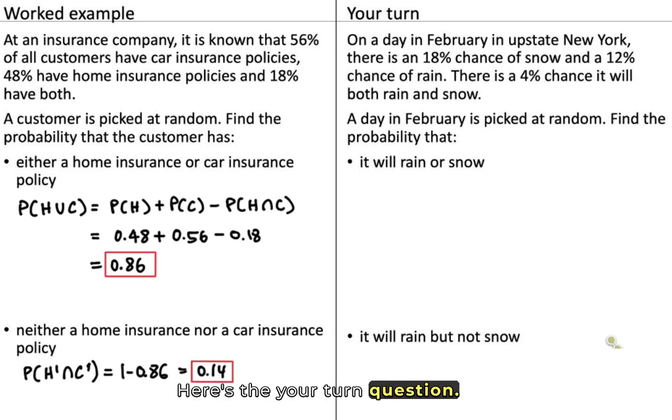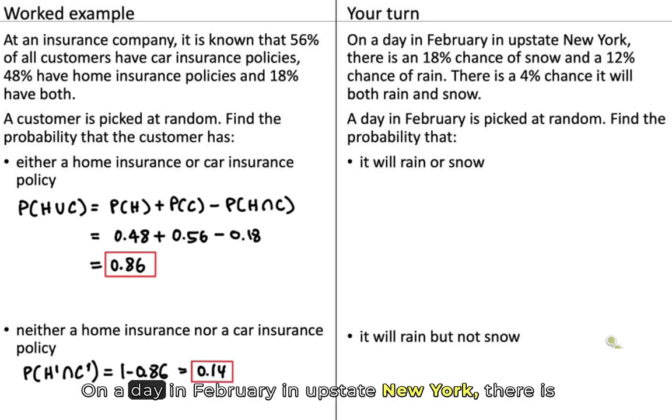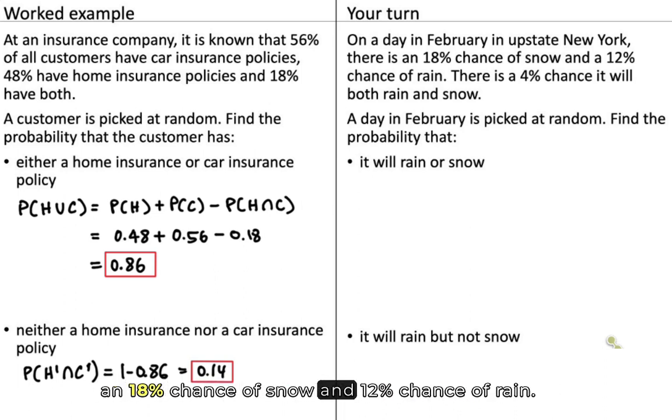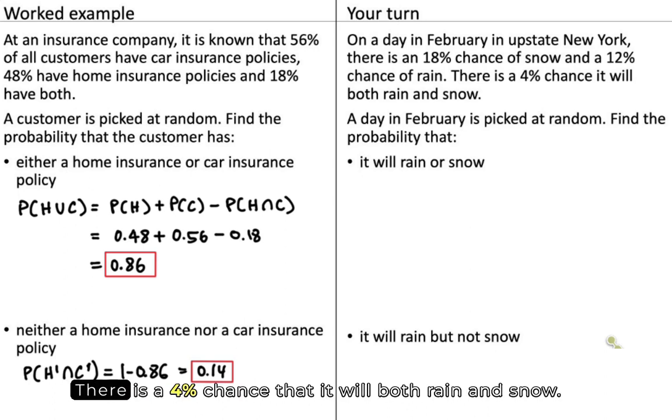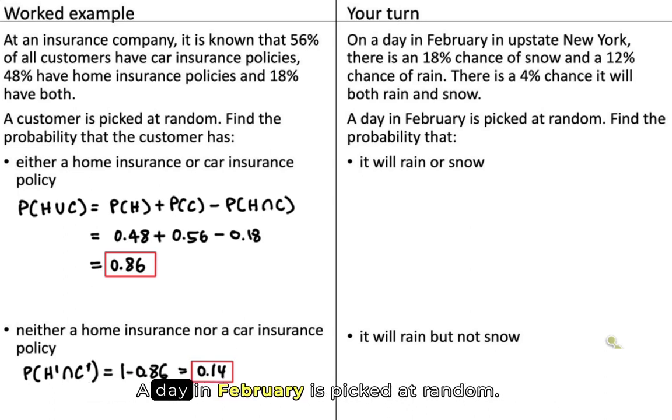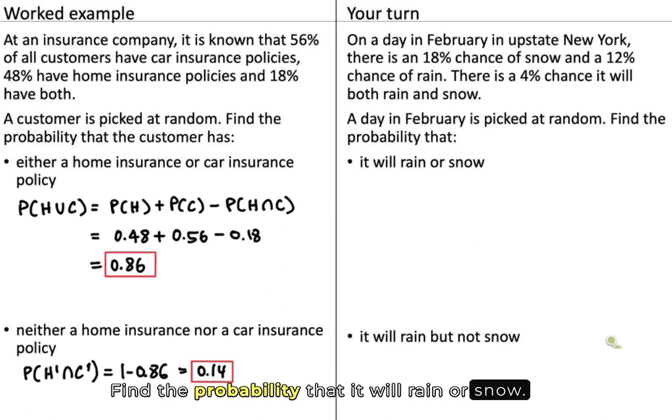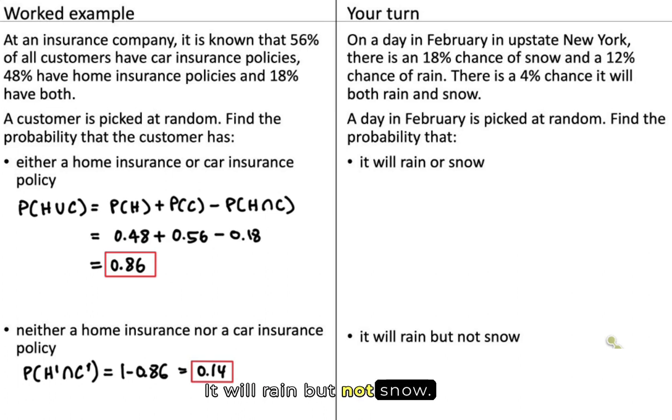Here's the your turn question. On a day in February in upstate New York, there's an 18% chance of snow and 12% chance of rain. There's a 4% chance that it will both rain and snow. A day in February is picked at random. Find the probability that it will rain or snow. It will rain but not snow. Let's try this question now.